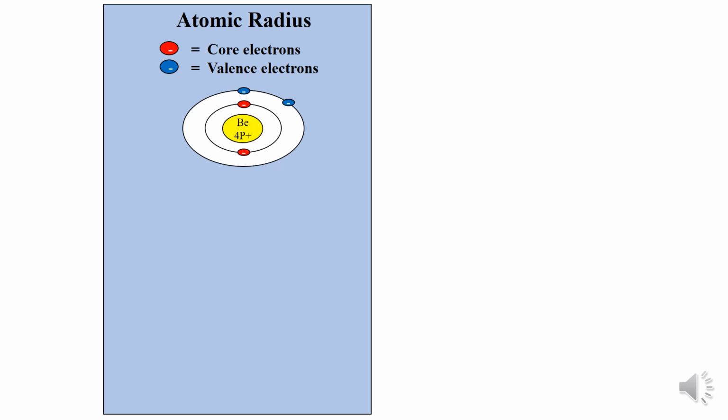The beryllium atom has 4 protons in its nucleus, 2 core electrons in the first shell, and 2 valence electrons in the outermost shell. Now the core electrons are very close to the nucleus and they will experience a very strong attractive force towards the positively charged protons, and therefore it will be very difficult to remove the core electrons.